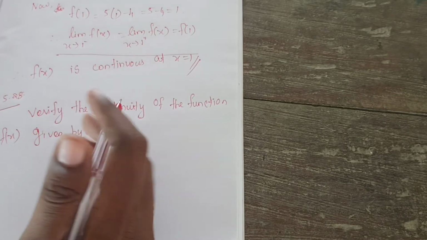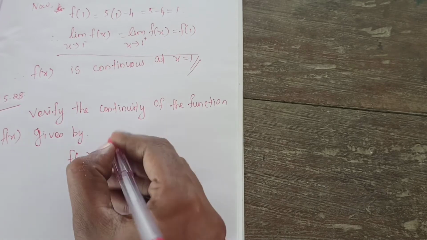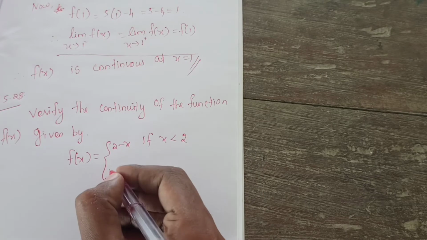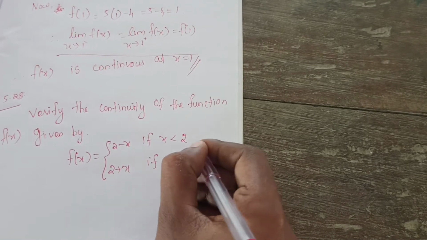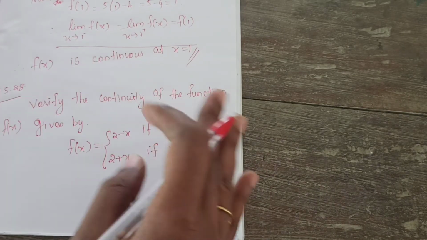Next one, we are going to verify the continuity. Verify the continuity of the function given by f of x is equal to 2 minus x if x less than 2, and 2 plus x if x greater than or equal to 2, at x equal to 2. Okay. So this one also we need to do the same thing. Solution. Here they asked you to prove at x equal to 2.